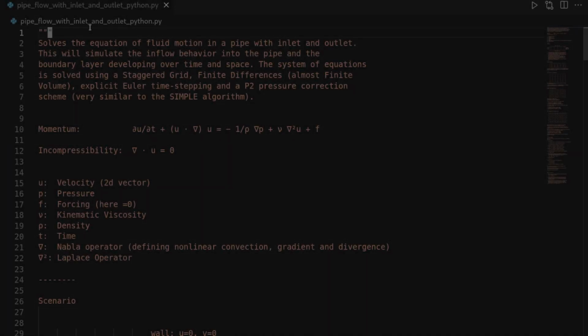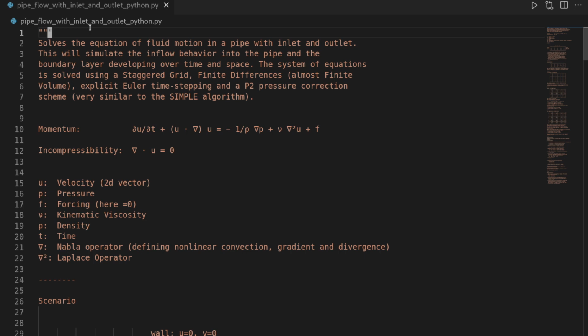Hi and welcome to this new coding video with Python and NumPy. As said in the intro, we're going to solve a pipe flow scenario, so an interior flow scenario, transiently with an inlet and an outlet boundary condition. By doing so, we will see boundary layers due to the viscous effects of our Navier-Stokes equations.